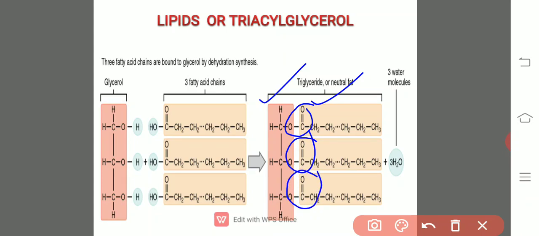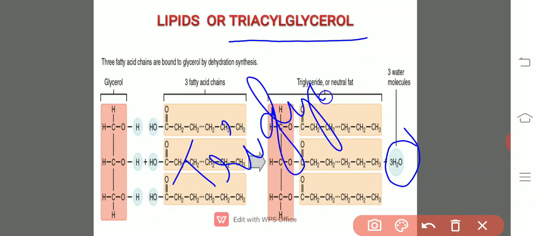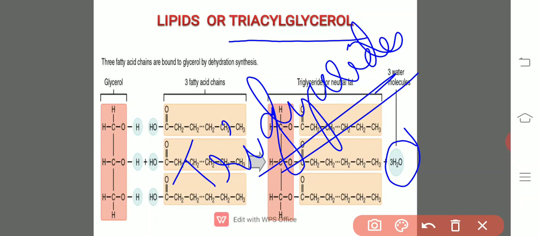So glycerol and the fatty acids are bound with each other through the formation of ester bonds by removing 3 water molecules. So these are nothing but the triacyl glycerol. Otherwise, we can call them triglycerides. Triglycerides, otherwise triacyl glycerol. You should remember that, right?